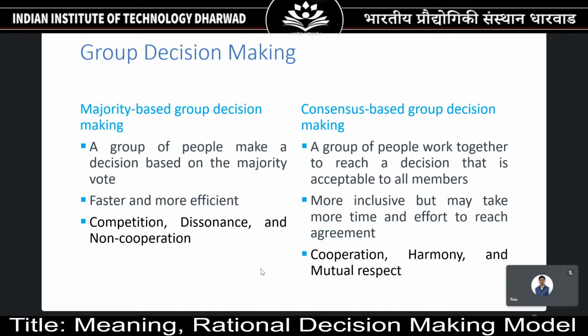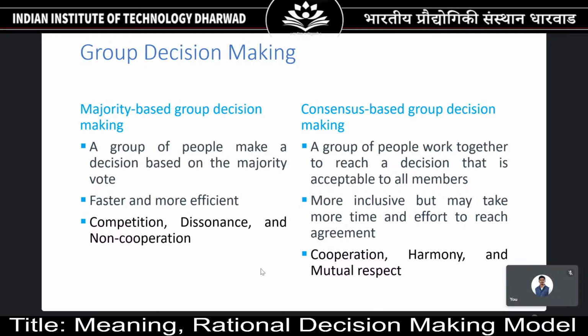In majority based group decision making, for example, a voting system. In a voting system, for example, in Karnataka, the next assembly election is going on. For any particular constituency, whichever candidate gets the largest number of votes will win. In that case, it is very fast and more efficient.